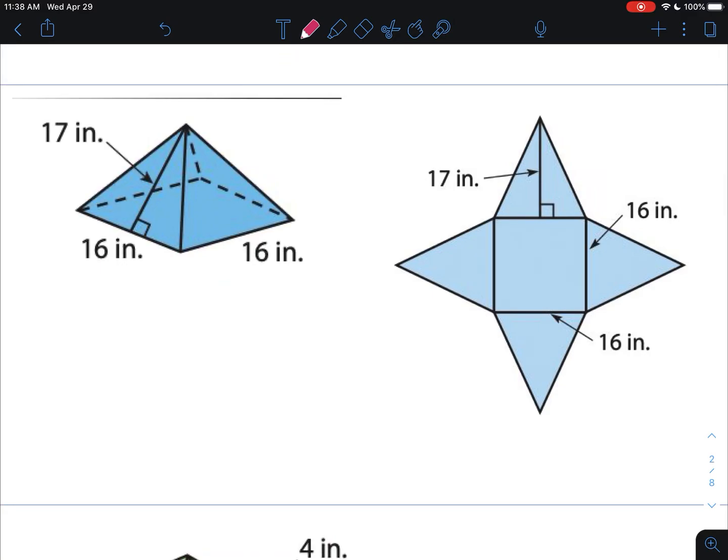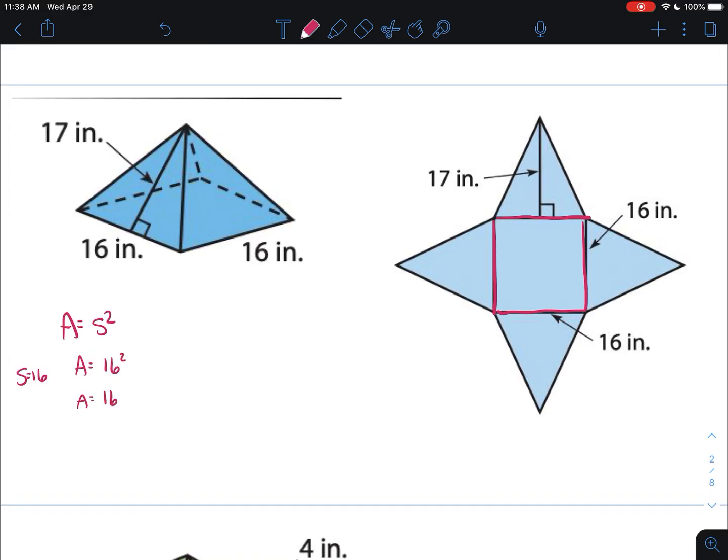So here is my first square pyramid. We need to find the area of each face individually. I like to start with the base, or the square of the pyramid. The area of a square is just side squared. We can see that each side length is 16.